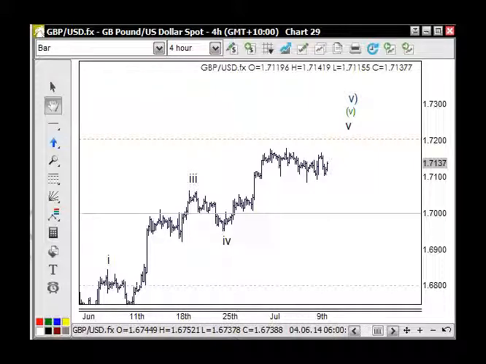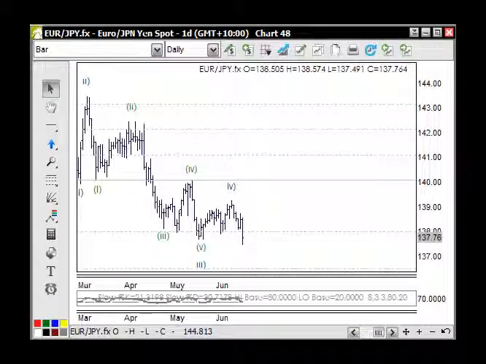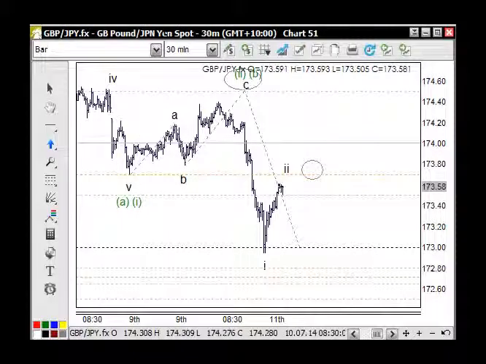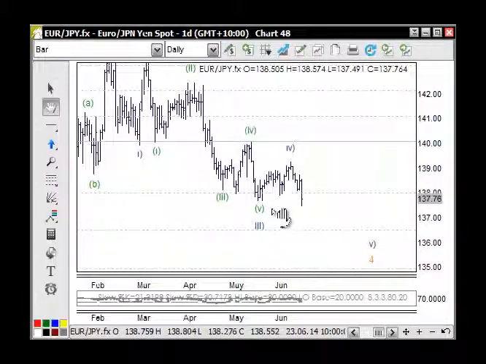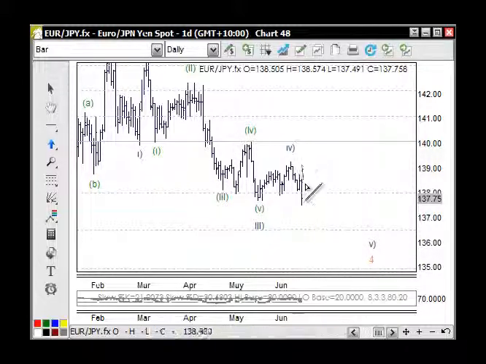Right, going on to the euro. No, let me just double check. Yep, that's okay. The euro yen. So we've been on track here as well. We've been looking at this as a wave 4 here, as an A and a B and a C, and then looking for further downside at 136.50 or 136 sort of area here. We are looking for 5 waves here as well.